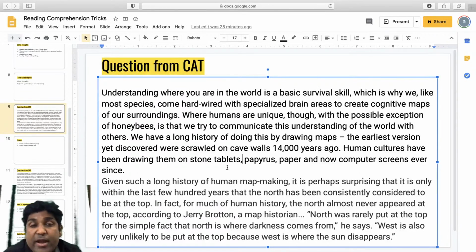The purpose of the paragraph is to talk about how navigation is important to humans. Humans have been creating maps to communicate navigation, and then the next point is that until a few hundred years ago, North was never at the top, basically.